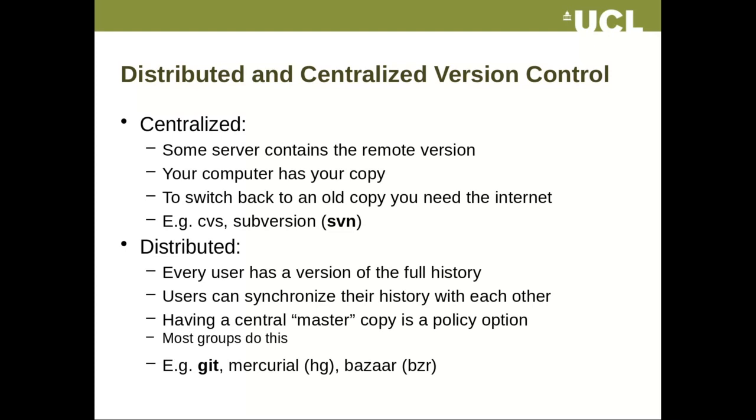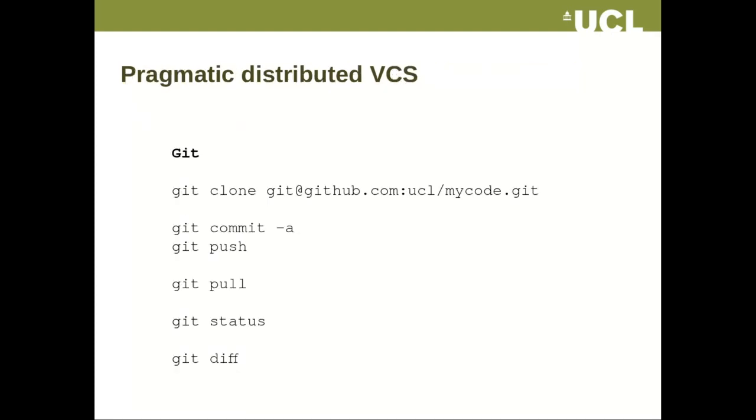That means that if you're working on your laptop on the train or something, you can still check out an earlier version, go back to earlier versions and make changes if you realize you've made a mistake. That is the sort of thing you can't do with a centralized version control system. And there are a number of examples of systems that take this approach, including Git, Mercurial, also known as HG, and Bazaar, also known as BZR. We're going to concentrate on Git, which was actually written by Linus Torvalds for use with the Linux kernel. And it's probably the most popular of the systems.